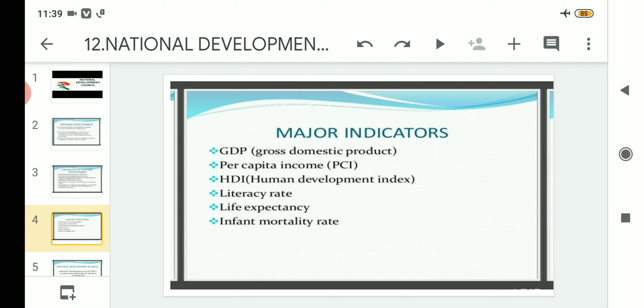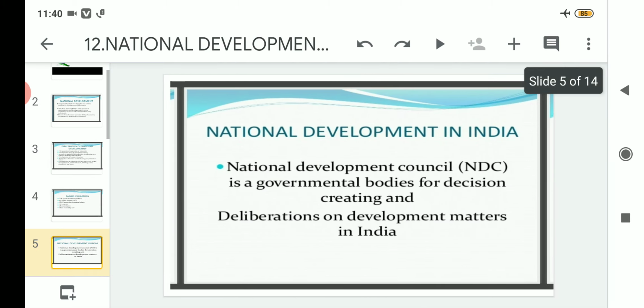Starting from number 1, the GDP of a country, that is gross domestic product. The per capita income of an individual, known as PCI. The Human Development Index, known as HDI, which is related to per capita income. Number 4th, the literacy rate of every individual. Then number 5th is life expectancy, and number 6th is the infant mortality rate. So these are all the major indicators related to national development.